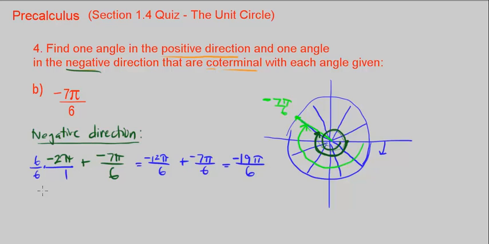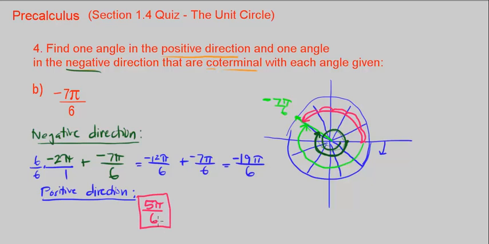So in the positive direction, right? Now we're going to go this way. Starting at 0, we're going to go counterclockwise and end here, right? So how do we get there? Well, we know we start at 0, we do how many pi over 6's? I see 1, 2, 3, 4, 5. So that's just 5 pi over 6. Okay? So in the positive direction, we have a coterminal angle of 5 pi over 6.